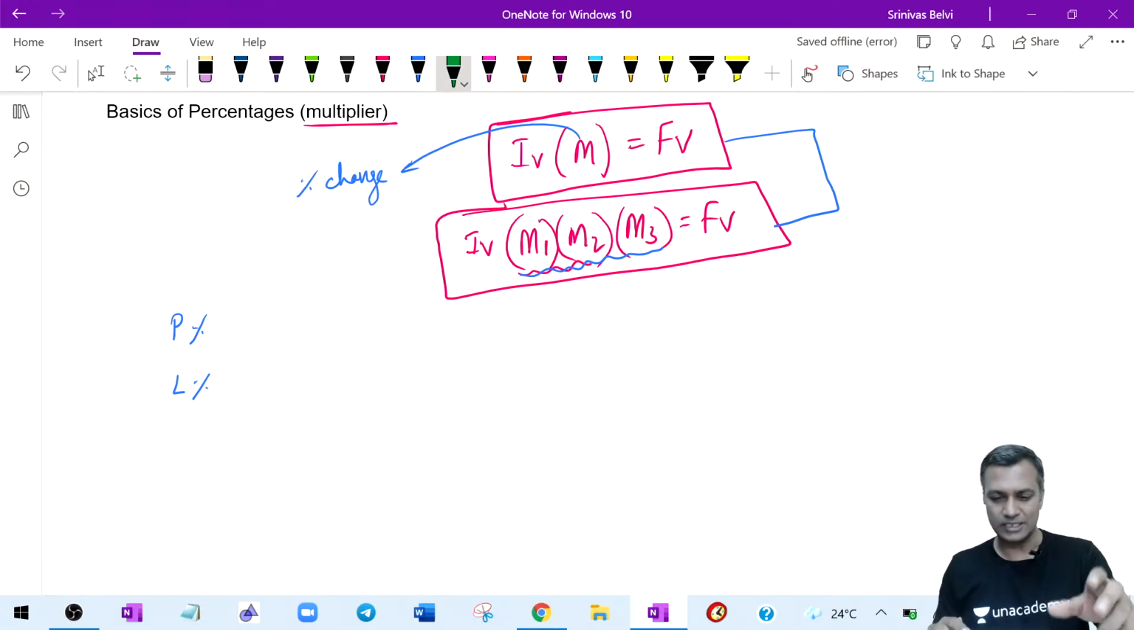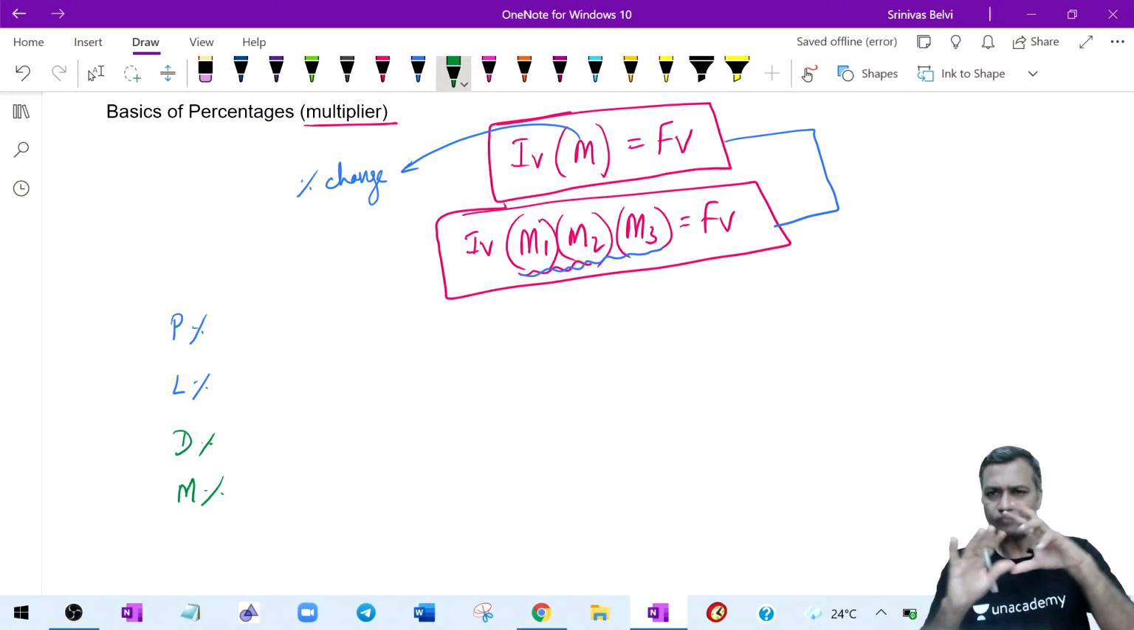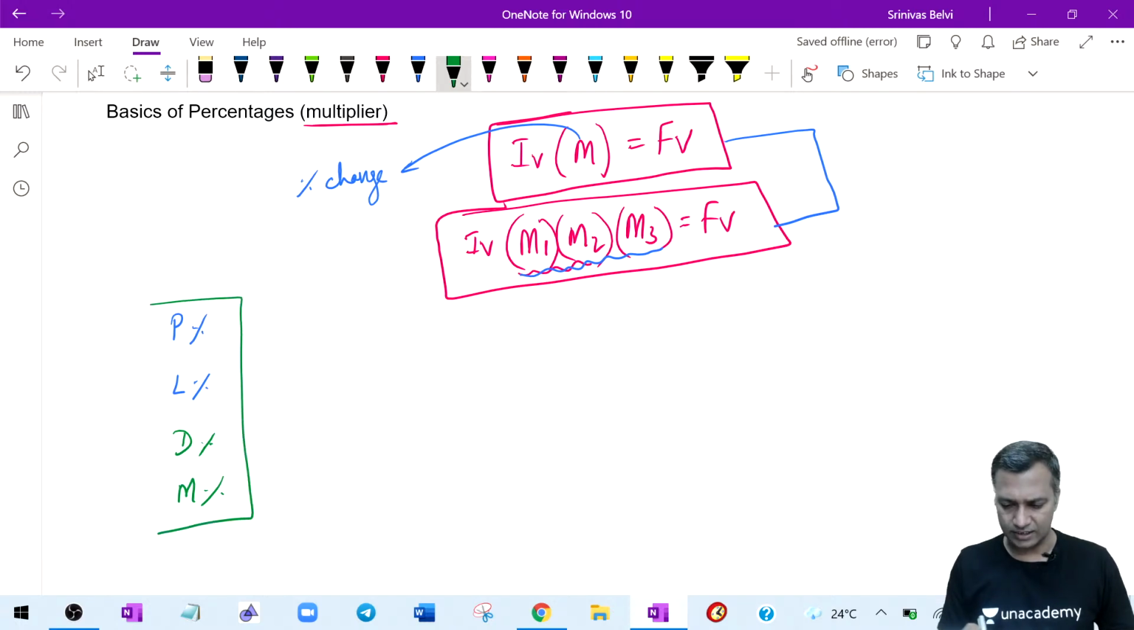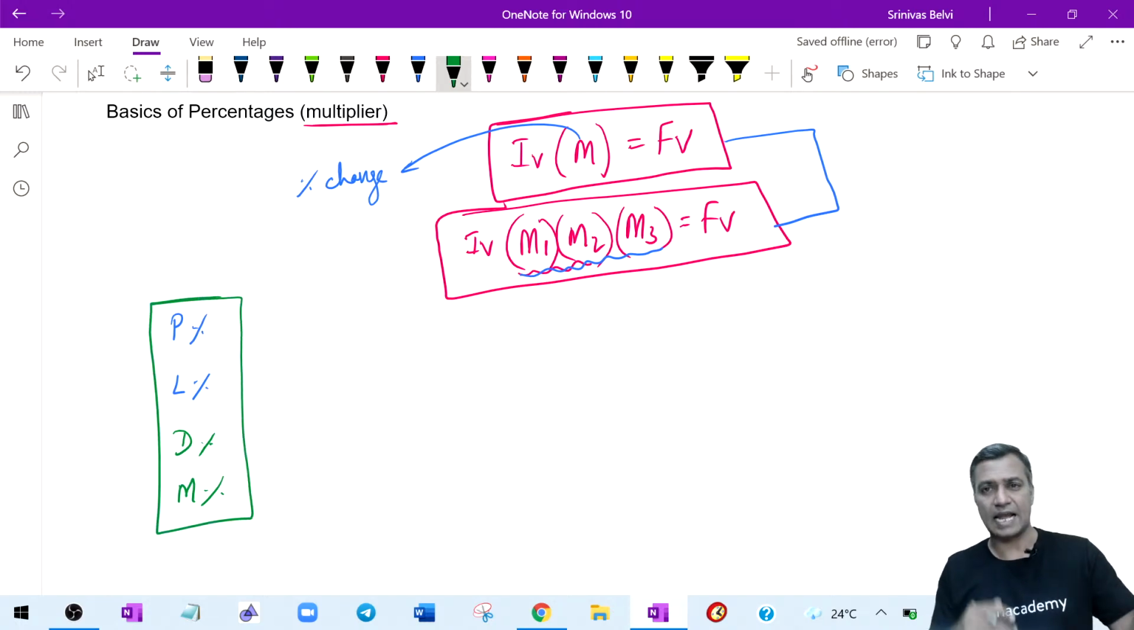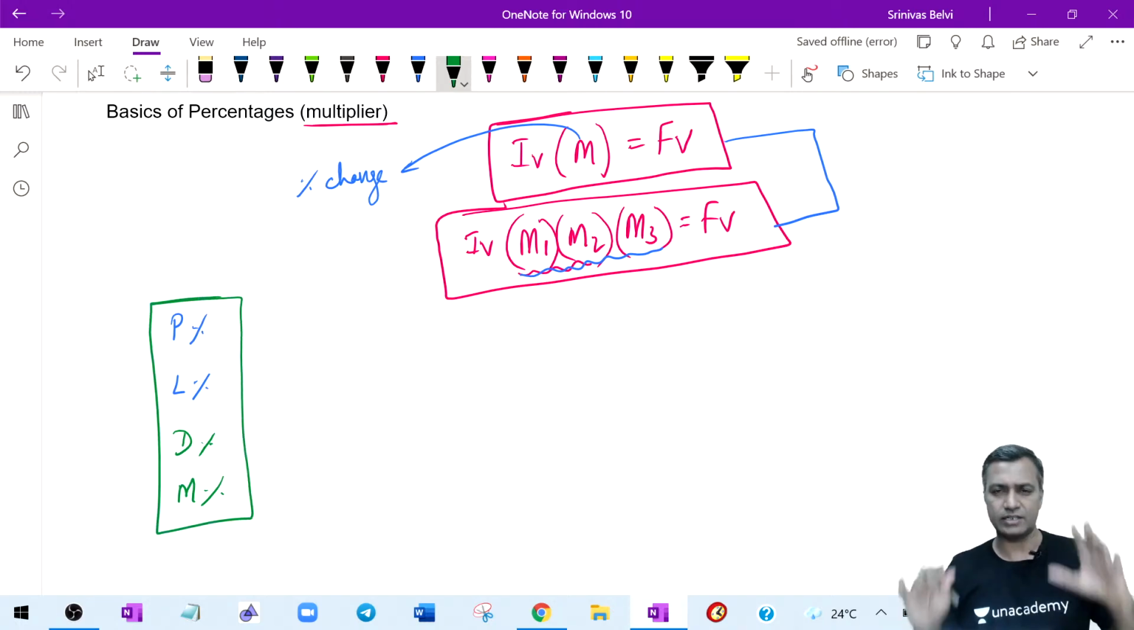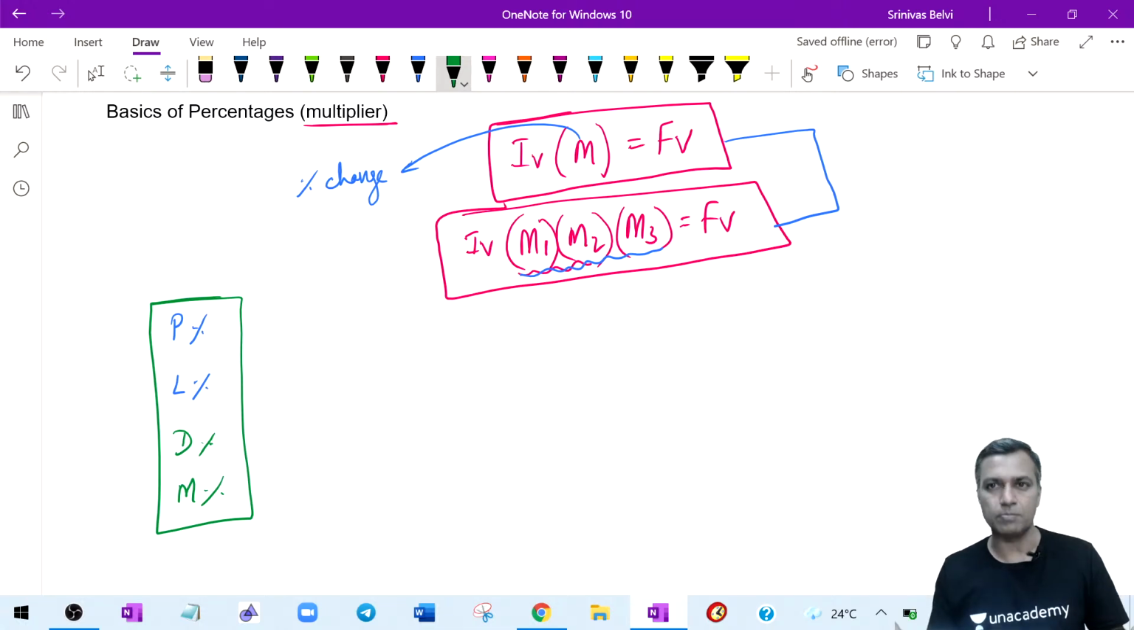So there is a profit percentage, a loss percentage, a discount percentage, and a markup percentage. These are the four terms you see in the exam, be it CAT, XAT, IIFT, whatever you are trying to write. Sometimes they will write the word profit, not P percentage. Profit percentage, loss percentage, discount percentage, and markup percentage.